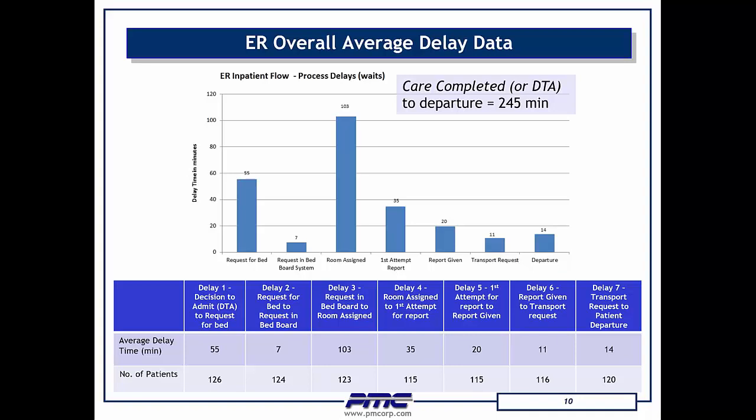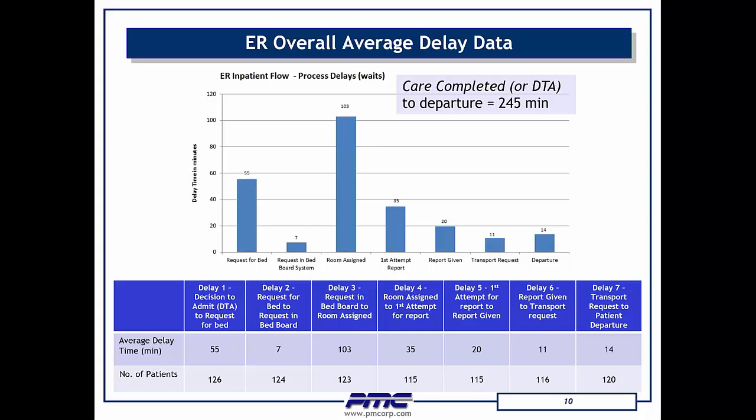So it takes 55 minutes from the time a physician makes a decision to admit a patient. So that was, I would say, on a little higher side. And now as you can see, the next delay was not that much. It was just 7 minutes making a request in the bedboard system. But the biggest delay in this whole process was assigning a room. It was taking close to 103 minutes.